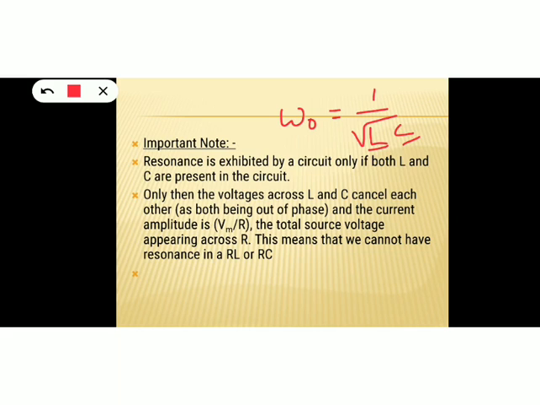Okay, this means that we cannot have resonance in an RL or RC circuit. We can observe resonance only in an LC circuit. Okay, because only in an LC circuit there is a possibility for voltages being out of phase, and the current amplitude is Vm by R, which is the total source voltage appearing across R. The impedance will be minimum in that case. Okay, so current will be maximum.